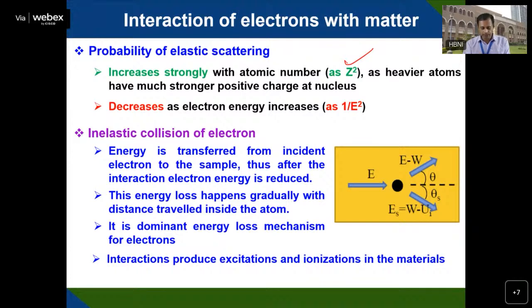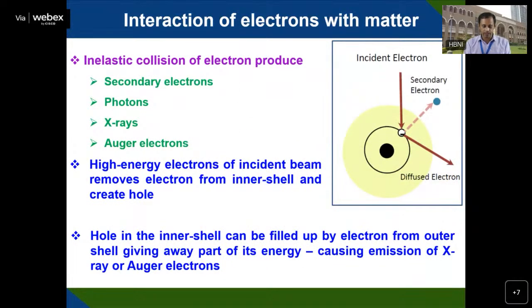In the case of inelastic collision, there is an energy transfer between the incident beam and the atom. You can see the initial energy, and there is a loss of energy. This energy loss happens gradually as the electron travels from the atom. It is the dominant energy loss mechanism of electrons. The inelastic collision is the main phenomenon where an electron loses energy upon interaction with matter. The interaction can produce excitation, and there can also be ionization of the material. So both are possible in the case of an inelastic collision.